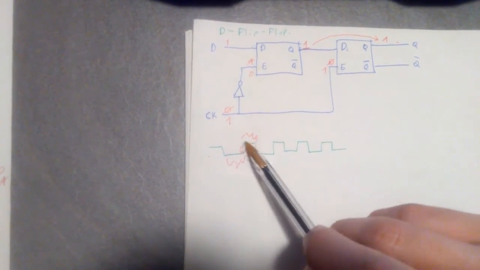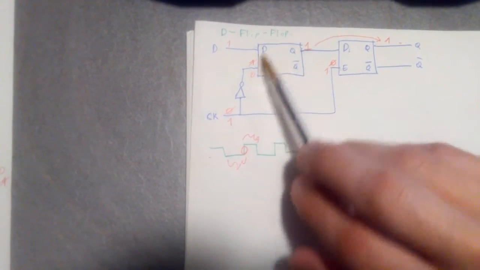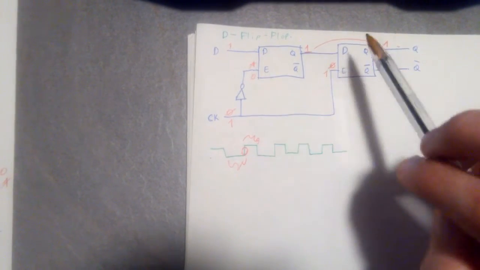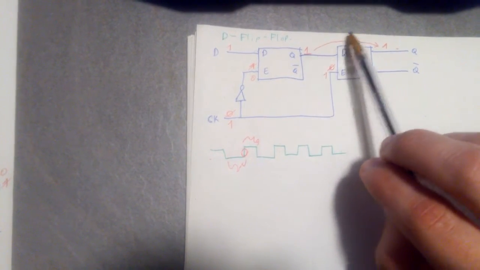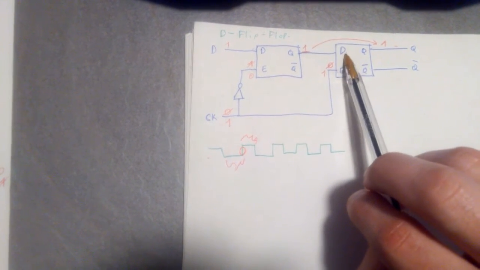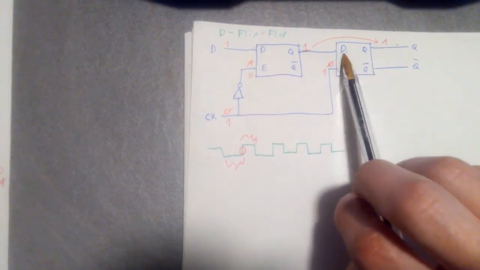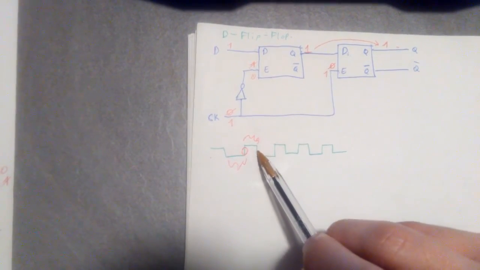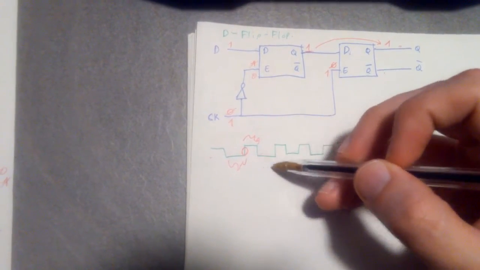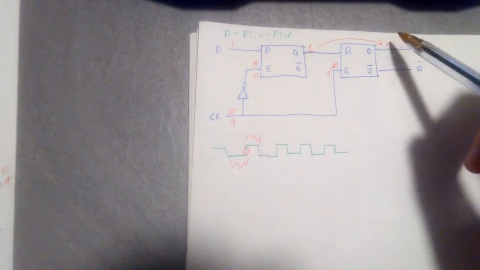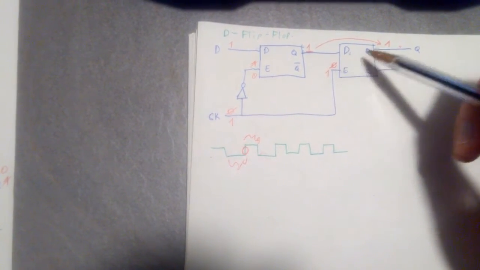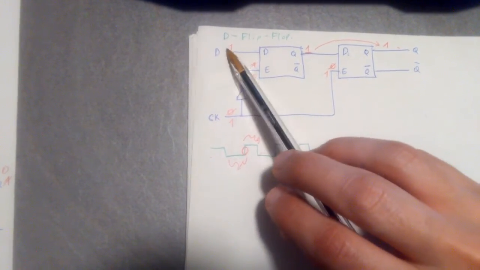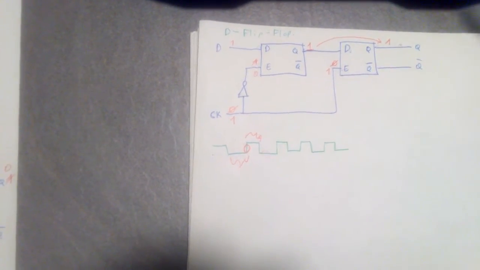When the clock is high here, the first latch stops getting the data, and it just feeds the second latch, which moves the data to the output. When the clock is low again, so it's here again, then this one is stopped because it gets a 0, and the first latch just reads the new data.